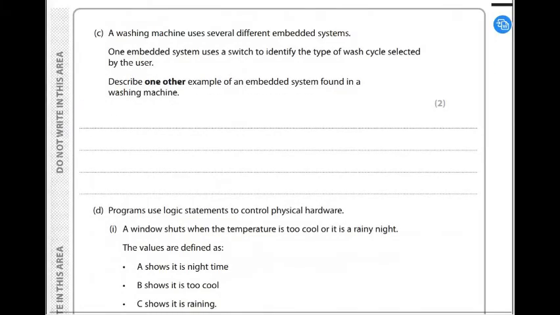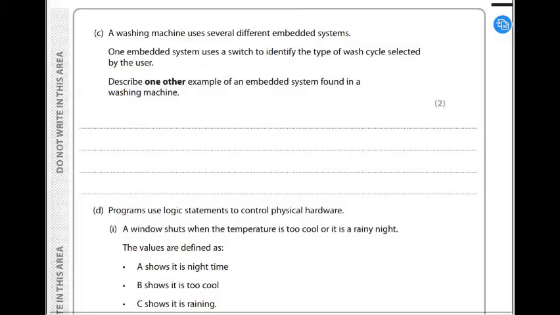Right. A washing machine uses several different embedded systems. One embedded system uses a switch to identify the type of wash cycle selected by the user. So we need to describe one other example of an embedded system found in a washing machine.